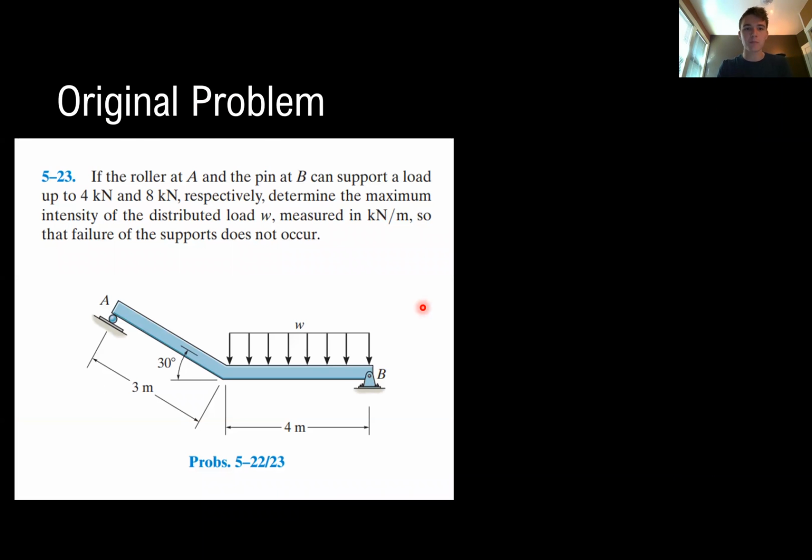So the original problem, we were given a roller A and a pin at B that can both support a load of 4 kilonewtons and 8 kilonewtons respectively. We're asked to determine the maximum intensity of the distributed load W, measured in kilonewtons per meter, so that failure of the supports does not occur.